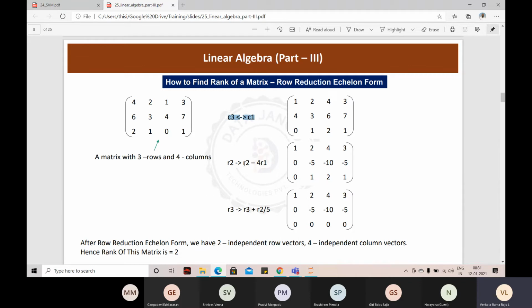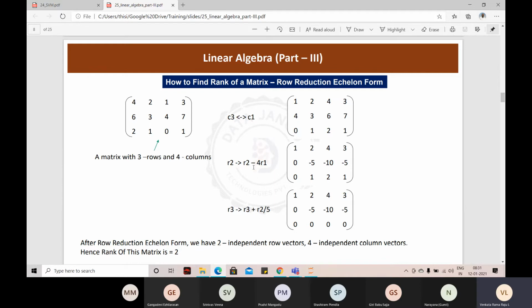Then I am subtracting from R2 the first row multiplied by 4, so that I can make this particular cell 0. I am trying to make some cells 0 so that I can find the independent vectors. See what I'm doing here. I took this vector, multiplied it with some number, and subtracted it from this vector. So this is a linear combination of these two vectors.